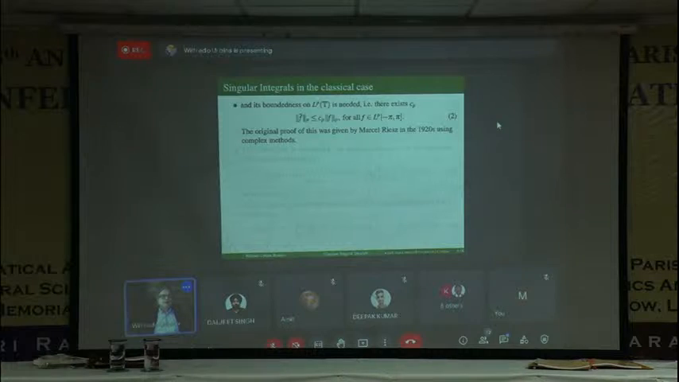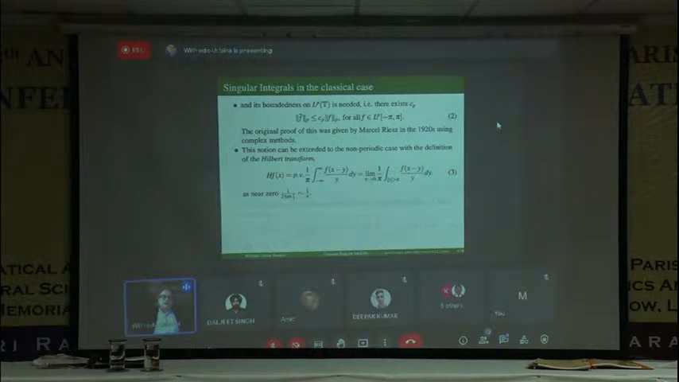Of course, after the conjugate function, there was the one-dimensional Hilbert transform, which is the extension of that case to the non-periodic case, in which instead of 1 over 2 tangent of x over 2, we use 1 over x. So this is what we get. And then you pass to d dimensions, and that's what is called the Riesz transform. This kernel is singular at the origin.